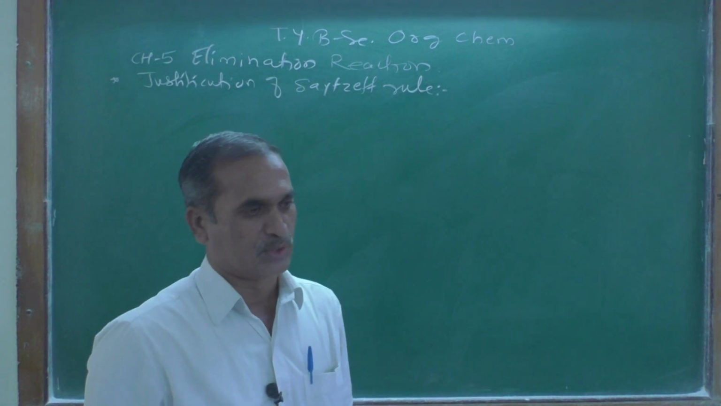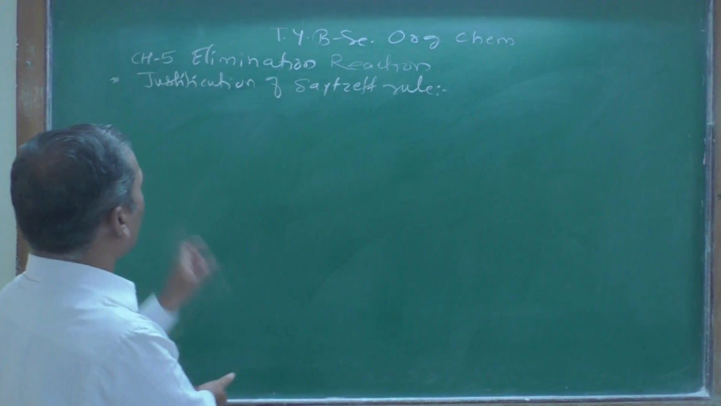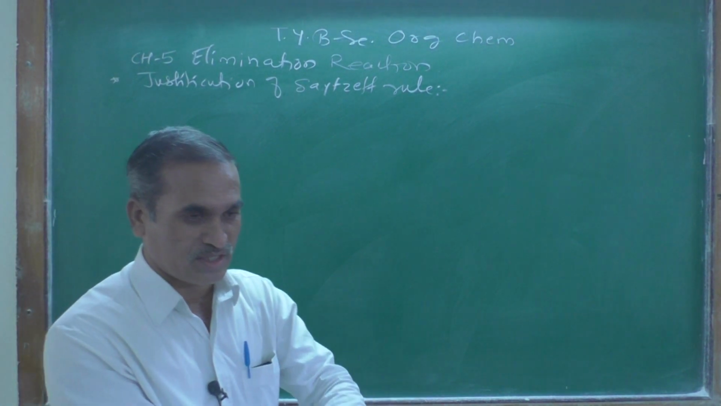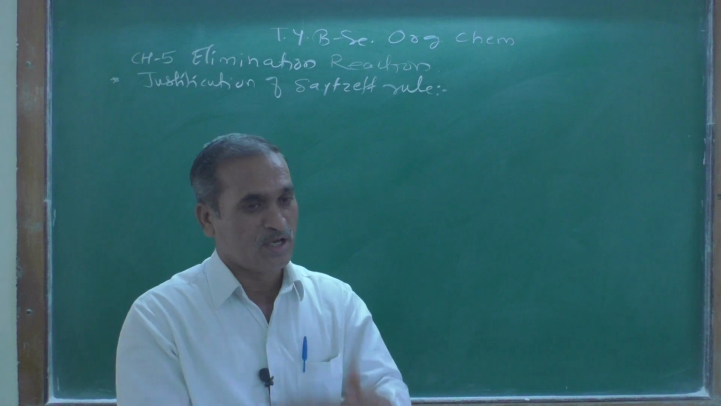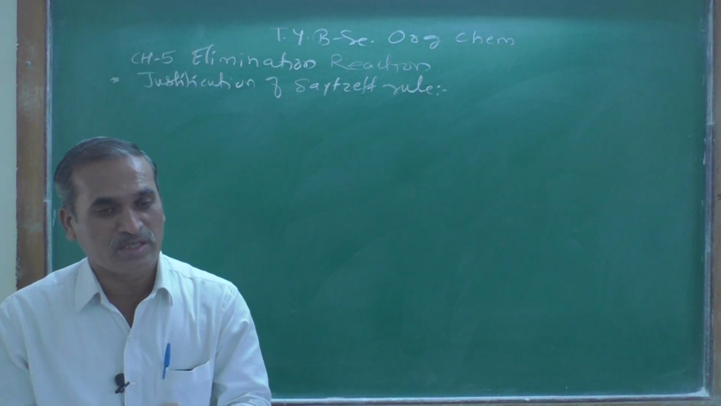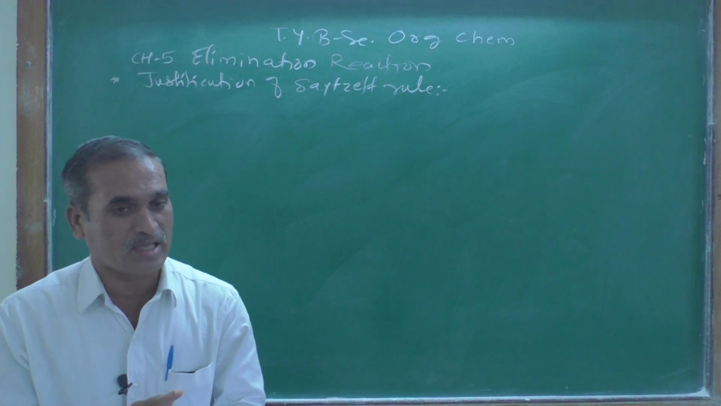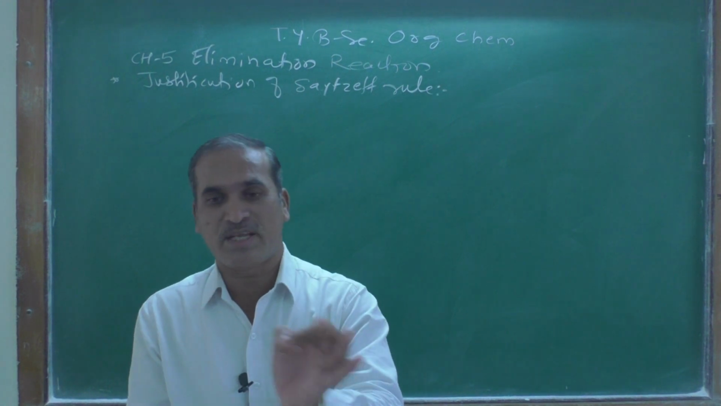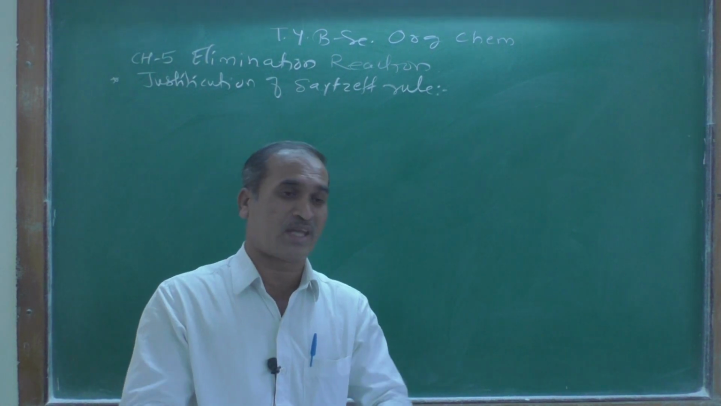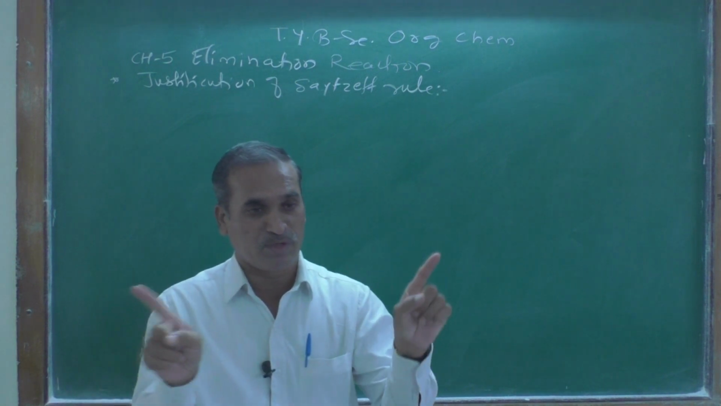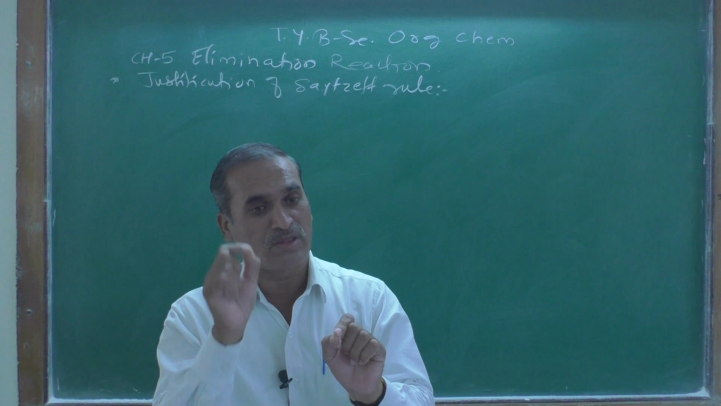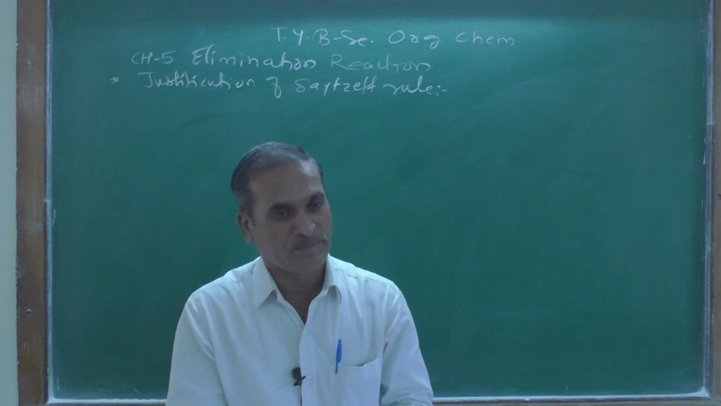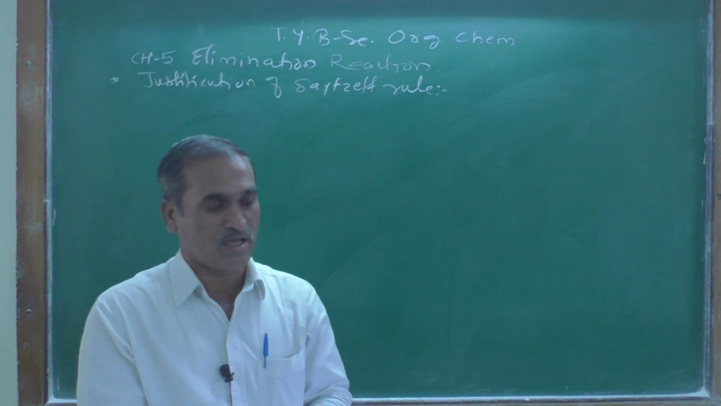What we are going to learn today, let us look at the board. What is written on the board? Justification of the Saytzeff rule. Yesterday we described the Saytzeff rule with a suitable example. The rule tells us that in an elimination reaction, the more substituted alkene is obtained as the major product. In inverted commas we made this statement, and underlined the more substituted alkene is the major product.